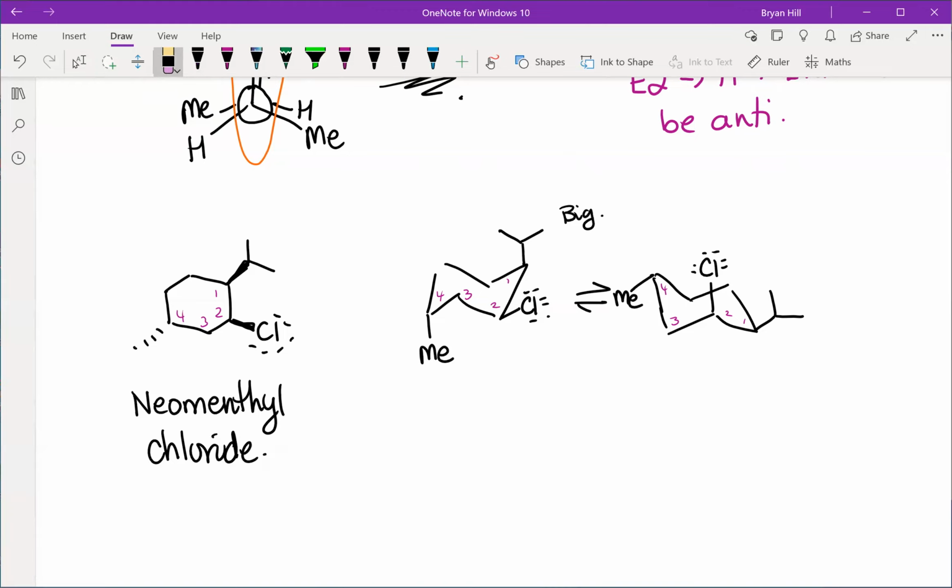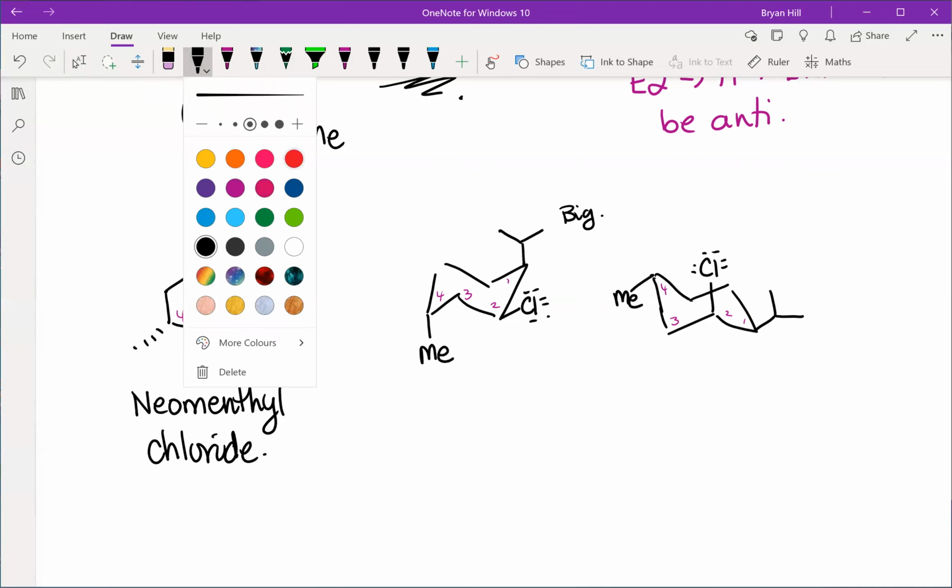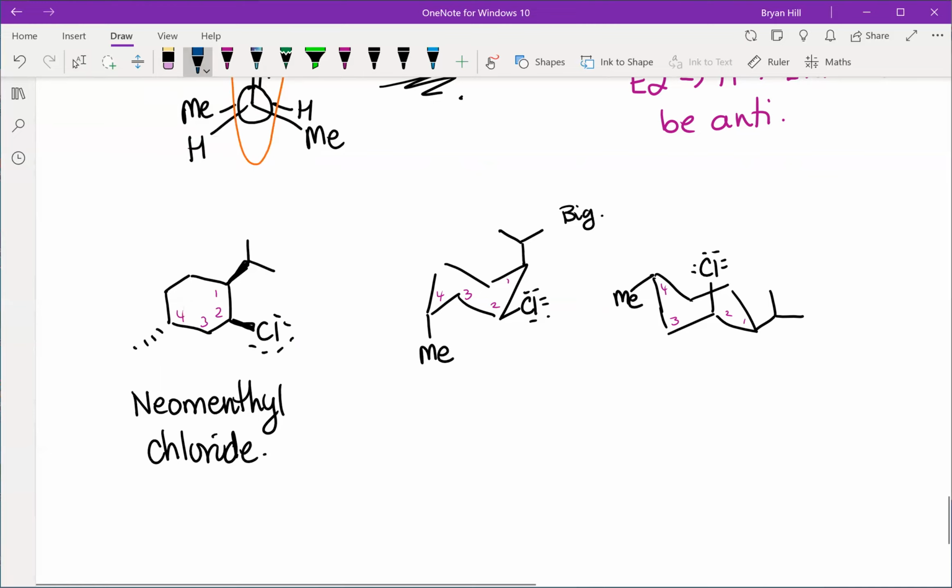So let's erase this equilibrium, because this equilibrium is going to strongly favor this direction, right? This little arrow will be. So this will be the favored conformation because the large group is equatorial.